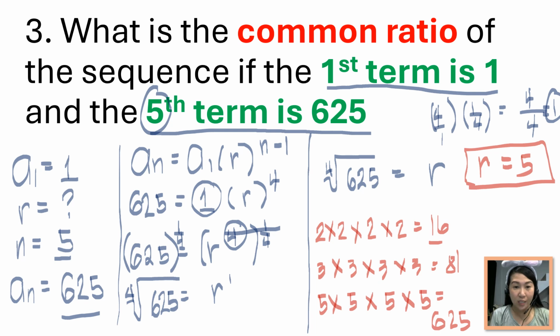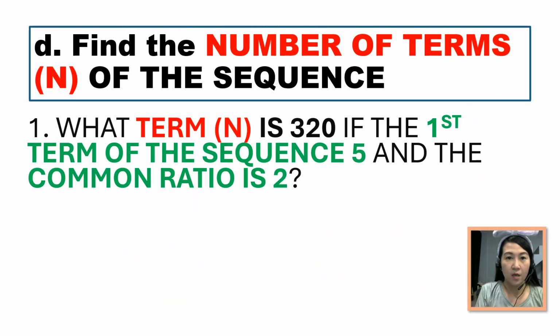And now let us continue. This time, we need to find the number of terms or the value of n in our geometric sequence. Okay, so let's try to have our example number 1. What term or n is 320 if the first term of the sequence is 5 and the common ratio is 2? So based on our problem, it is very clear that we are going to find or solve for the value of n.